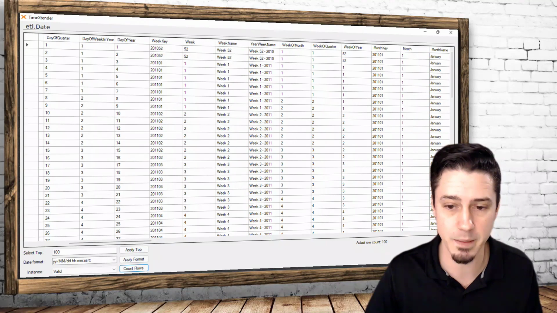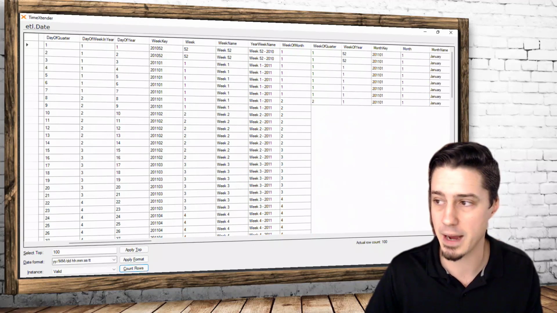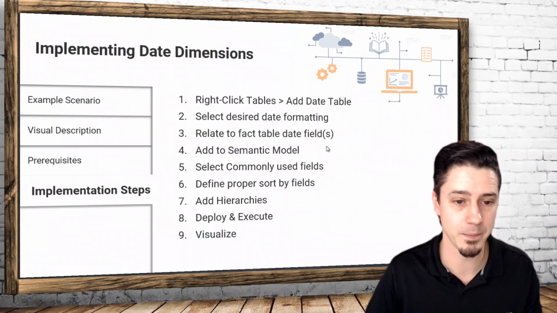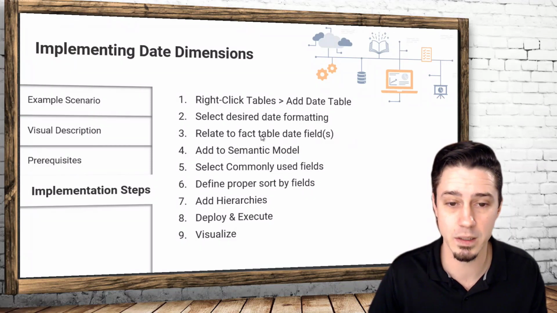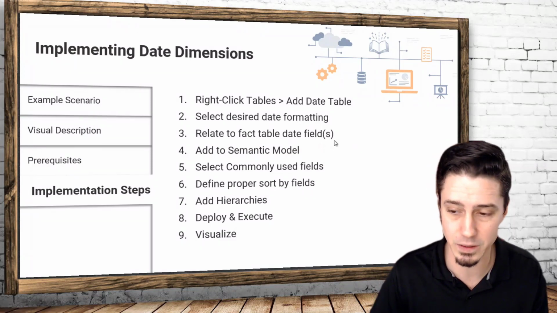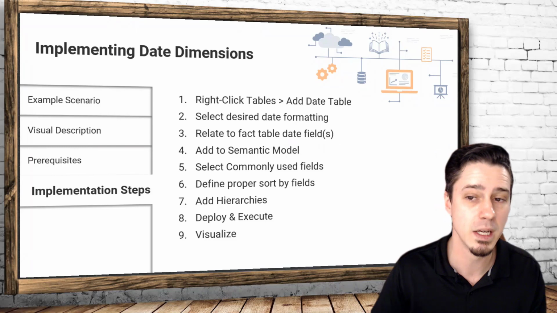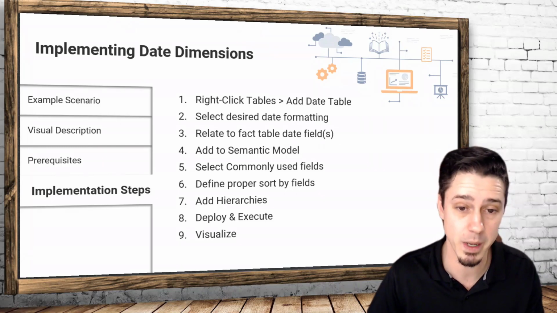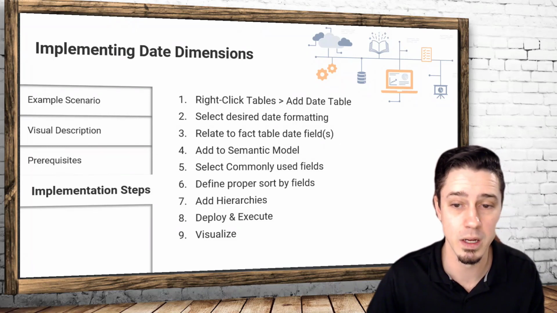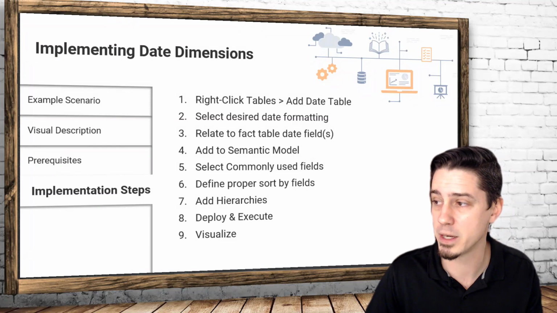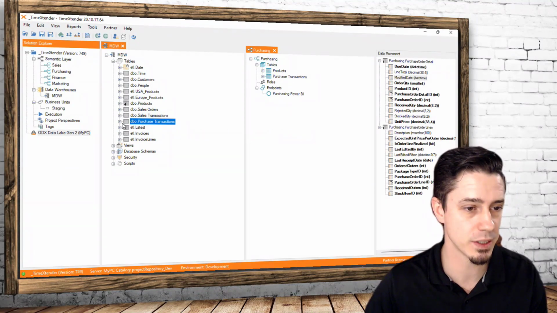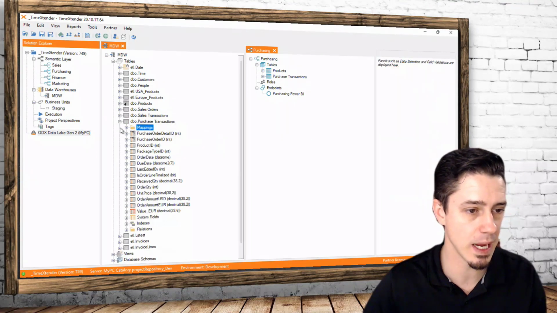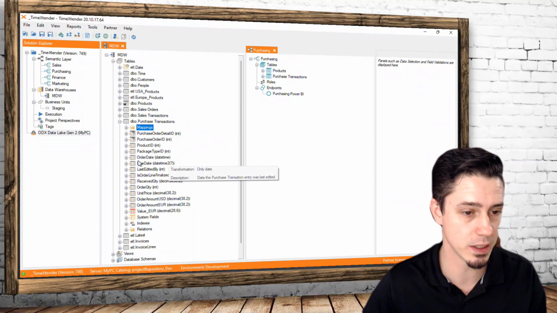Okay, so we've created our date dimension. Let's take a look at the next step in here. So the next step is we want to relate to the fact table date fields. So any fact tables that have date fields, and we want to categorize or filter by them, we're going to need to relate our date dimension to those. And let's take a look. We have here our purchase transactions table. Let's see how we can relate our date dimension to this table.